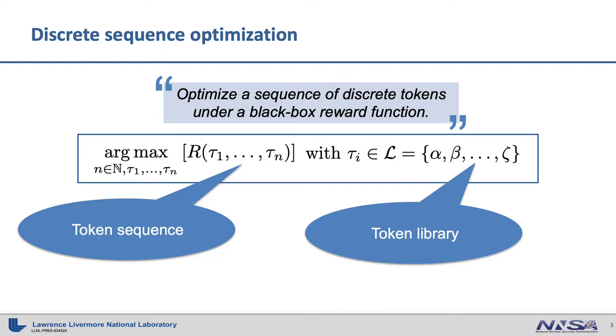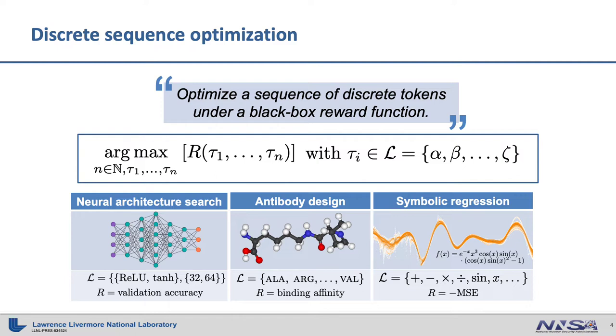In principle, this token sequence can have arbitrary length. So it's a search problem in which you have to search a huge search space of token sequences and find the one that optimizes the reward. This way of modeling problems is very useful and very appropriate for solving a lot of real-world and challenging problems.